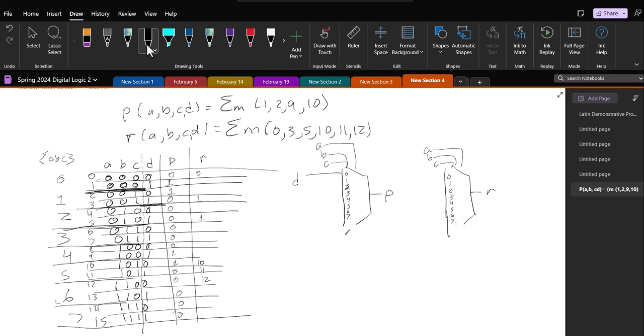When ABC is equal to 1, notice P is the complement of D. When ABC is 2, P is always 0. When ABC is 3, P is also always 0. When ABC is 4, P is equal to D again. When ABC is 5, P is equal to not D. When ABC is 6, P is equal to 0. And also at 7.